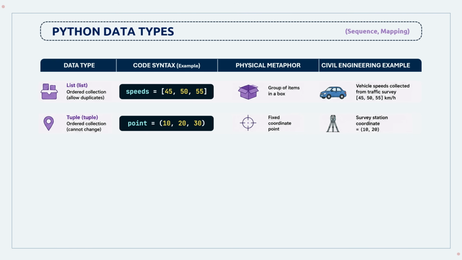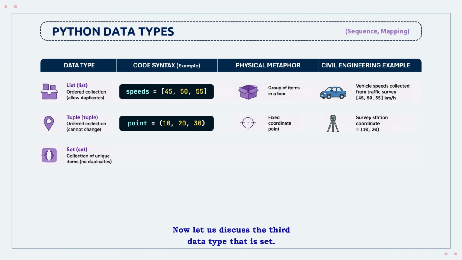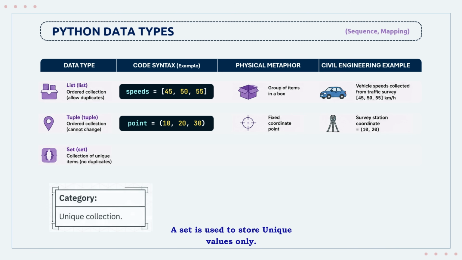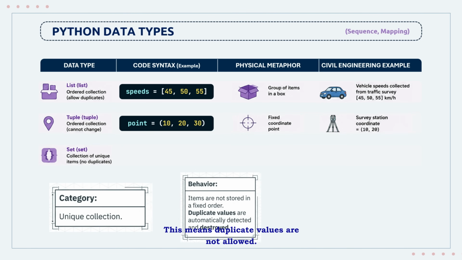Now let us discuss the third data type, that is set. A set is used to store unique values only, no duplication. This means duplicate values are not allowed.